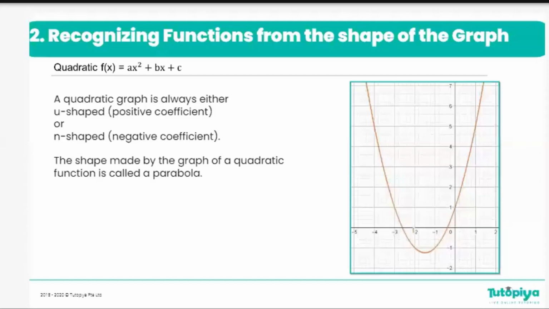The second type of function that we are going to be looking at is quadratic functions. When we see quadratic functions, they're always going to be in the format of ax² + bx + c. Now, depending on the value of a, our function can look like a maximum function or a minimum function.